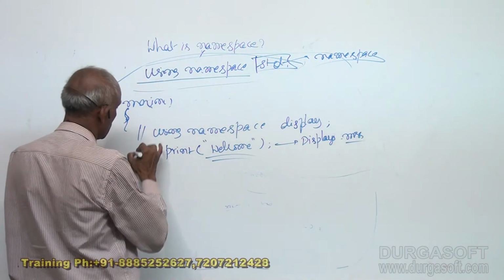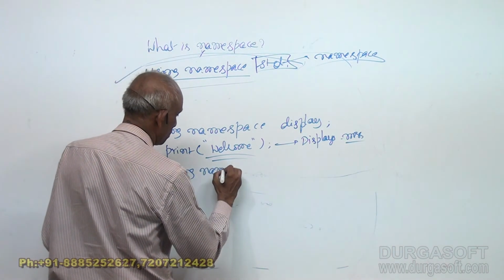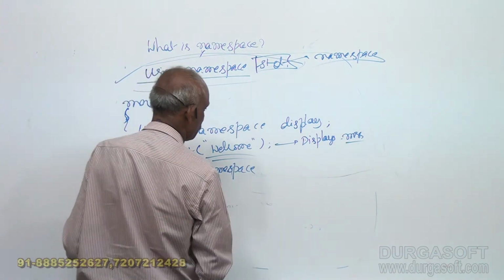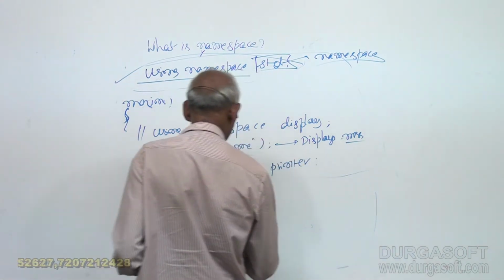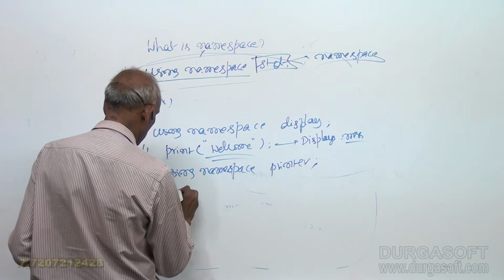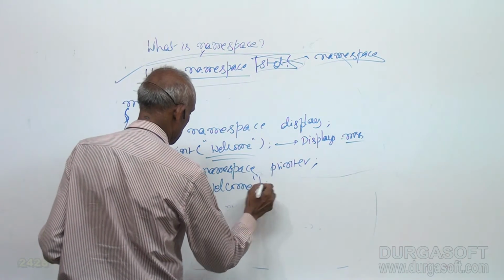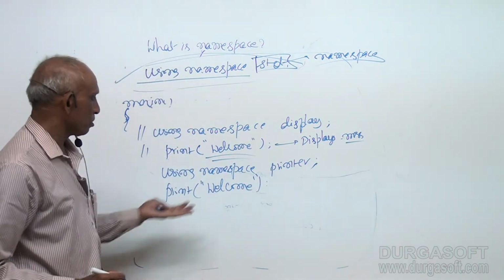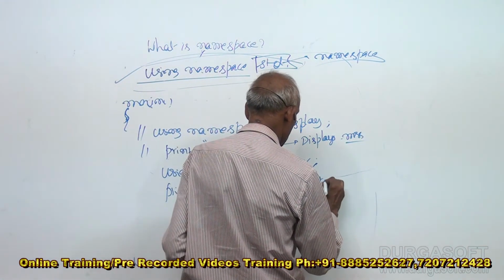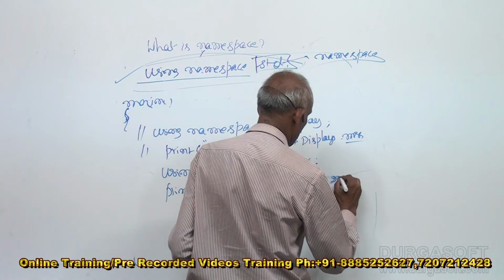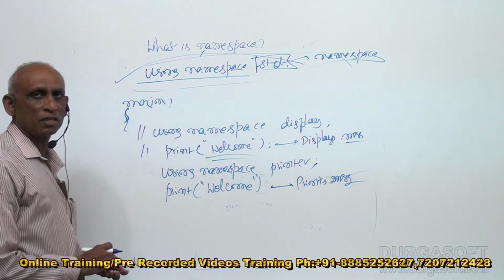Instead of this, if I say using namespace printer, then I call this function print welcome. Now we are using the printer namespace, therefore this will be printed. It prints the message, whatever message. So this is how we can use either that namespace or this namespace.